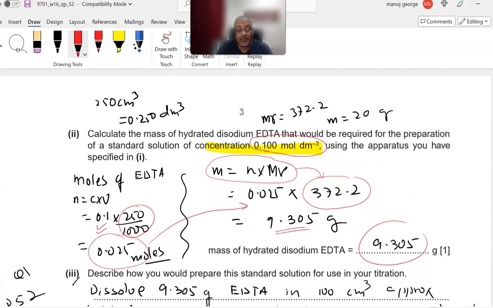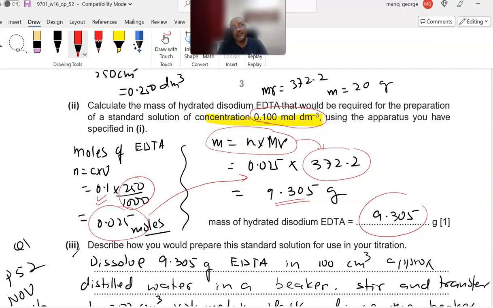The next question talks about how you would calculate the accurate mass of EDTA that you need to prepare 250 cm cube of standard solution of 0.1 mole per dm cube. Now, they have given you the concentration of EDTA. They want you to make 0.1 mole per dm cube.